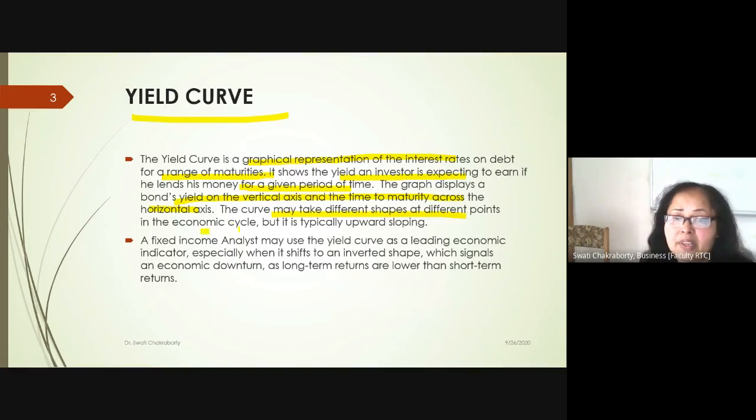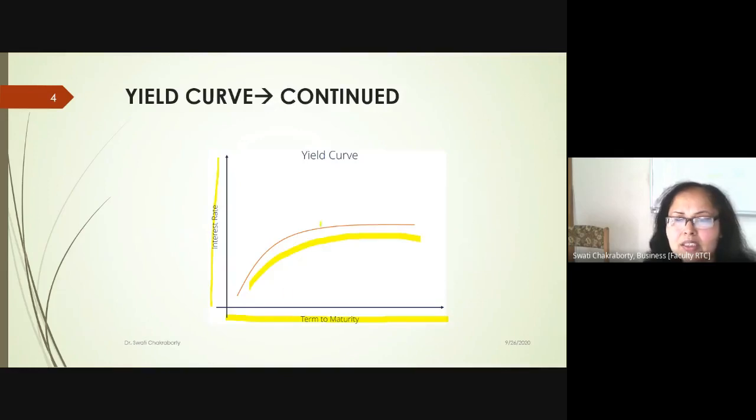The curve may take different shapes at different points in the economic cycle. Usually, it is upward sloping. A fixed income analyst may use the yield curve as a leading economic indicator, especially when it shifts to an inverted shape. I'll show you the inverted shape a little while later, which shows that there's an economic downturn, where long-term returns are usually lower than short-term returns. So this is a typical yield curve.